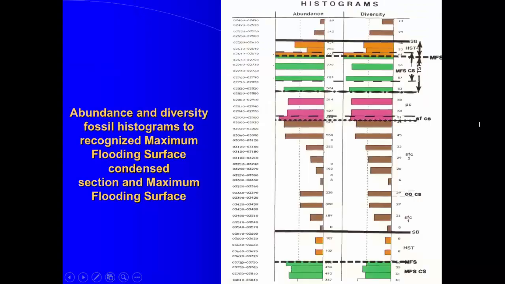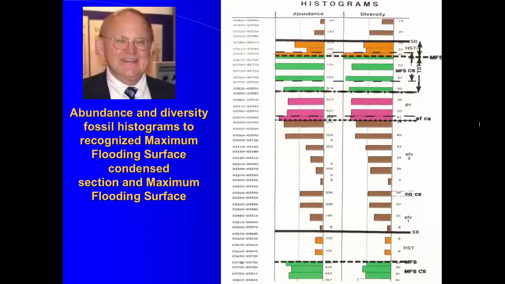And then we convert the checklist, we convert those occurrences and abundances of the fossils, and we make the abundance and diversity fossil histograms. So these are the histograms we make from the charts. They're very, very valuable. So here's a maximum flooding surface up here that we're going to recognize. This is the maximum flooding surface condensed section. So as you come down the well, you hit another maximum flooding surface and another maximum flooding surface condensed section.